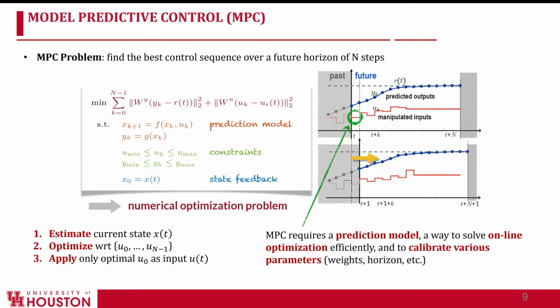So the important part here is that the control strategy requires a prediction model. So this is our first ingredient. It requires a way to solve online optimization efficiently. And it requires us to calibrate various parameters such as weight, the length of the horizon, and so on and so forth. So what I'm going to do in the remainder of the presentation is to look into the prediction model using deep learning. Okay?